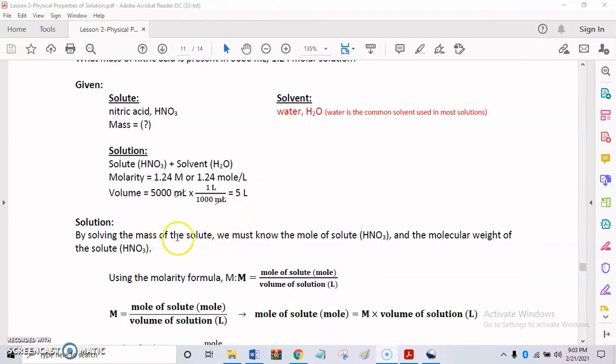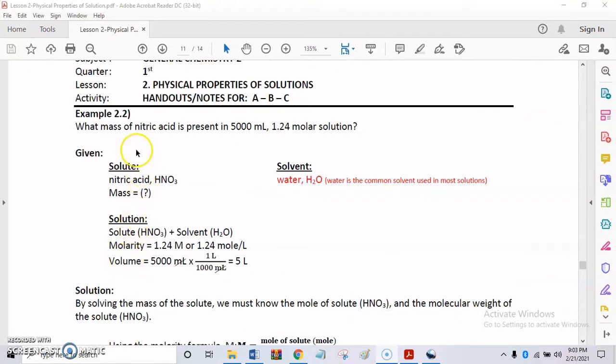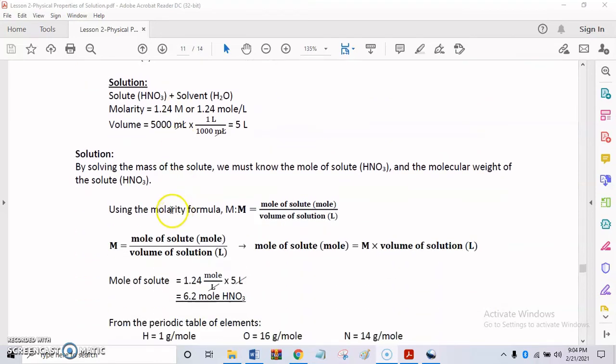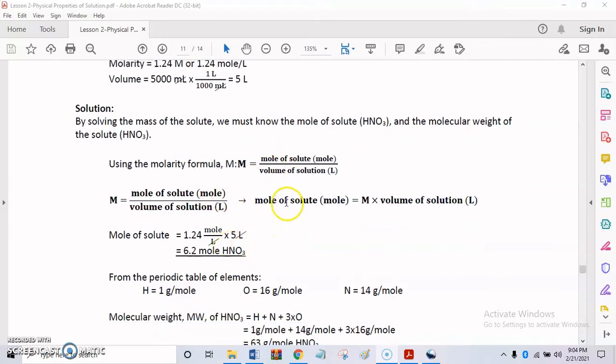To solve for the mass of the solute, we must know the mole of the solute and the molecular weight of the solute, because the mass of solute, the nitric acid, is the question. So, using the molarity formula, mole solute over volume solution, we can get it by mathematically interchanging this. Mole solute is equal to molarity times the volume of solution, which is now this one.